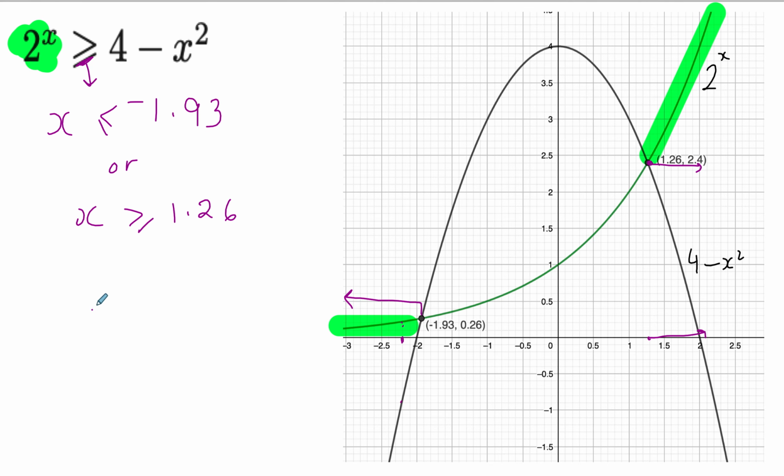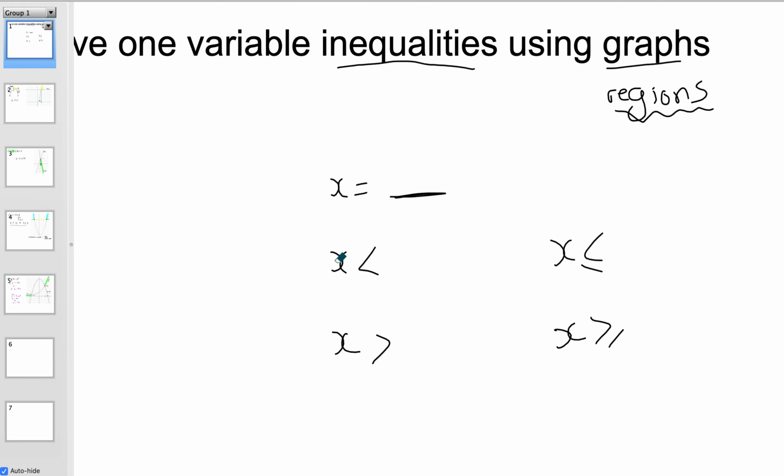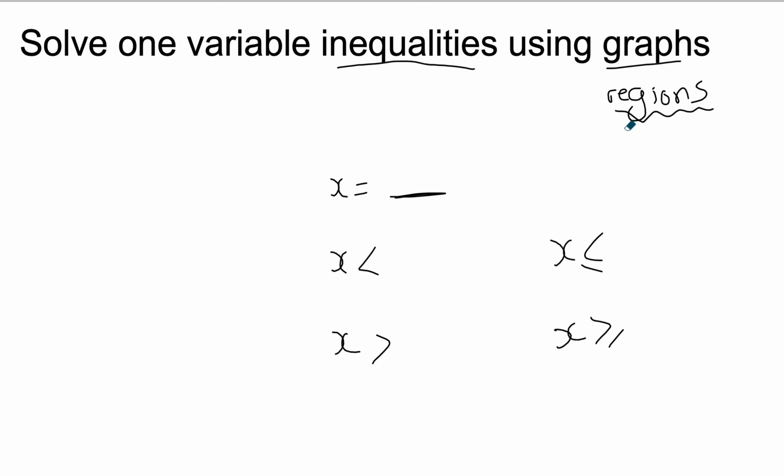If the question was when are they equal, then your answers are going to be just the intersection points. So, x equals 1.26, for example. But because it's an inequality, you have to go beyond the intersection, whether less or more. Because remember what I said in the beginning, you're looking at regions and not exact equal signs.